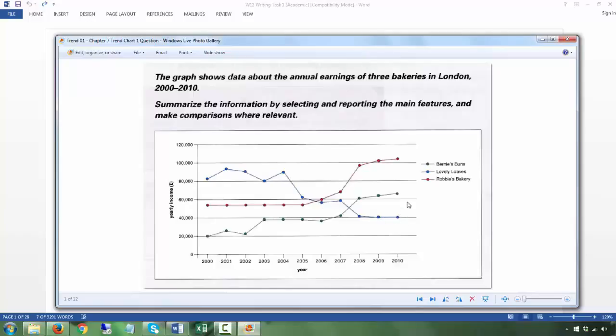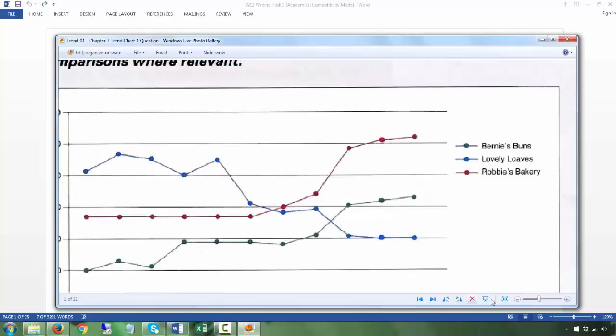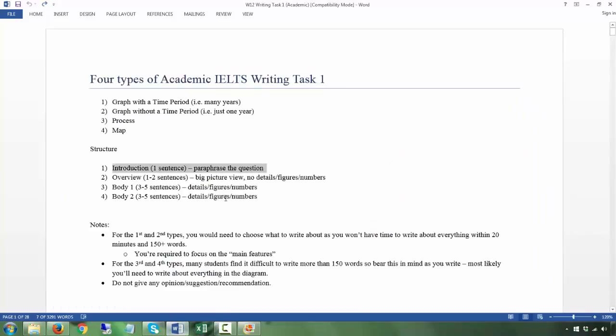Okay, so now there is no way you can be so detailed and talk about every single thing here. Oh, the income increased, then after it decreased, then it increased. You only have 150 words. In fact, when you do the introduction and the overview, you realize that you probably take out already 40 to 50 words. So you have maybe about 100 to 110 left.